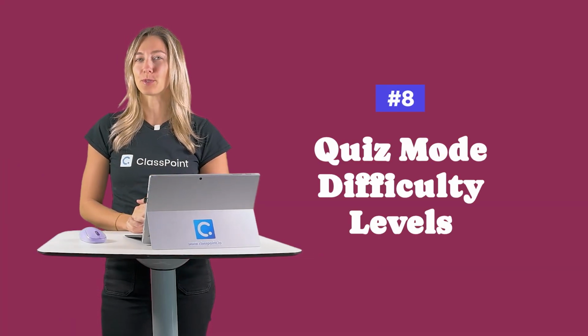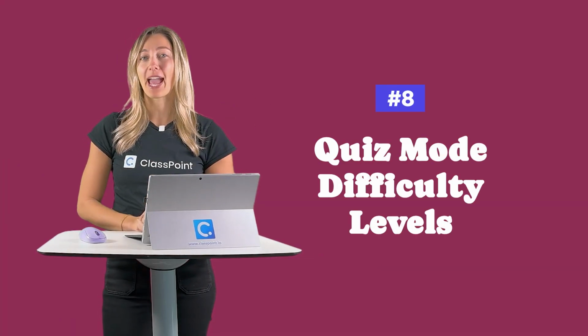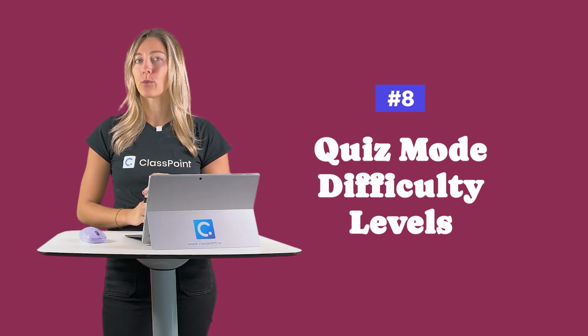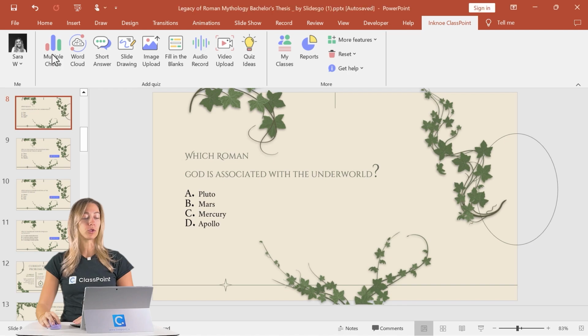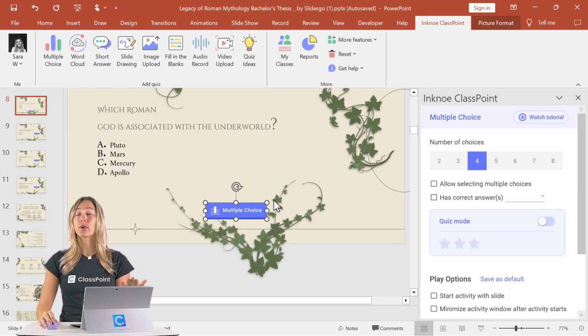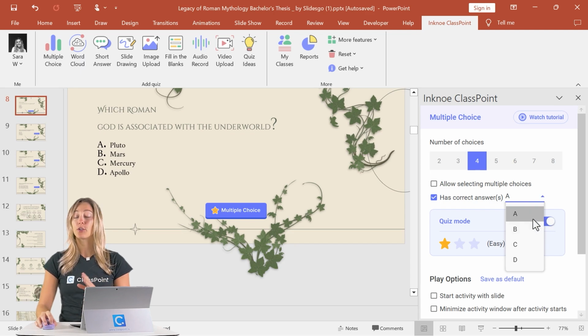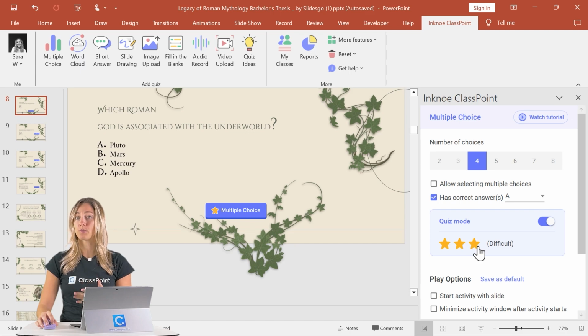Quiz mode takes your multiple choice questions to the next level by adding difficulty levels and automatically awarding stars for correct answers to your students. After inserting a multiple choice question onto your slide, you can level this up by clicking on the toggle for quiz mode. Adjust your correct answer and then pick if you want 1, 2, or 3 stars to be awarded. When quiz mode is activated, this also gives you extra data and reports on your question for your students' results. For more information on ClassPoint Quiz Mode, take a look up above and down below.